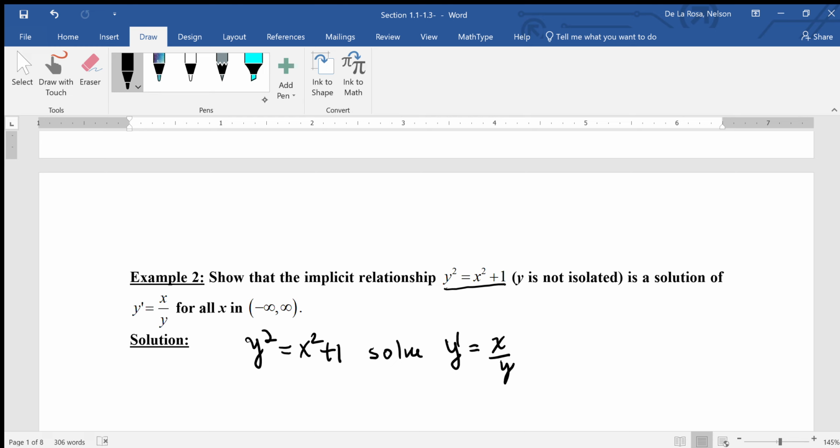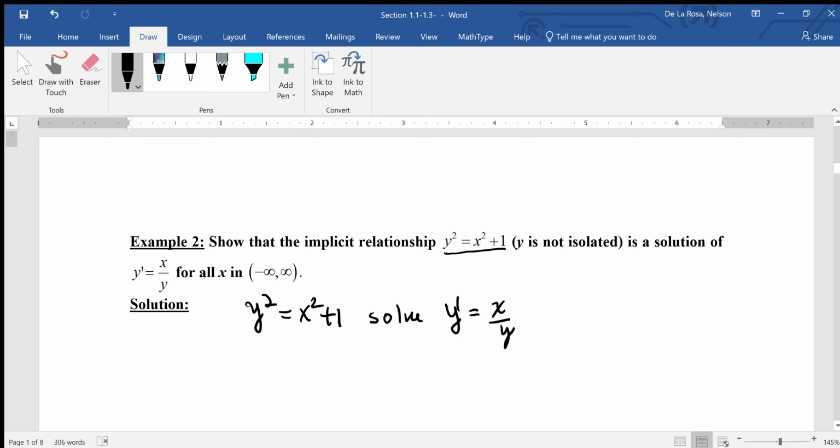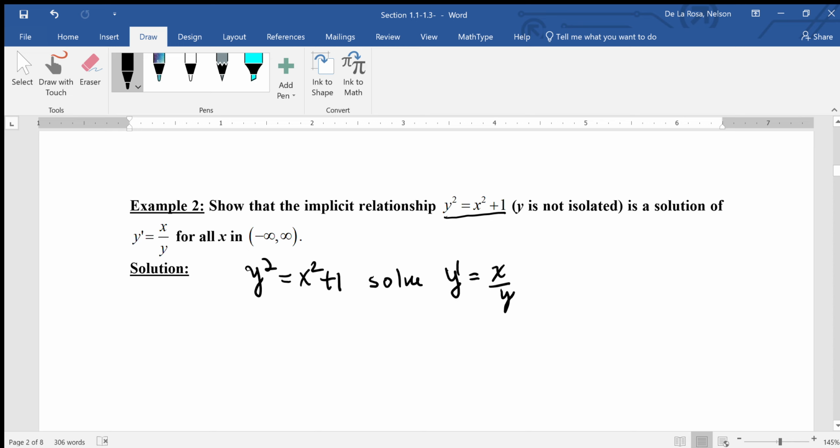Well, there are several ways to do this. Okay, notice that the interval in which x is defined is from negative infinity to infinity. So how can you do that? Well, we can start at this equation and then try to obtain the differential equation.